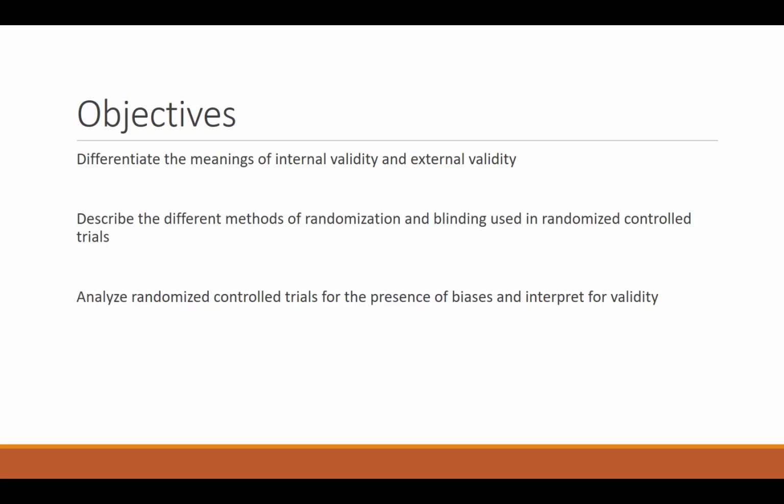The objectives of this lecture are to: 1. Differentiate the meanings of internal validity and external validity, so to know which is which and when internal validity is apparent and when external validity is apparent. 2. To describe the different methods of randomization and blinding that are commonly used in randomized controlled trials. And 3. Analyzing randomized controlled trials for the presence of biases and interpreting them for validity, both internal and external.